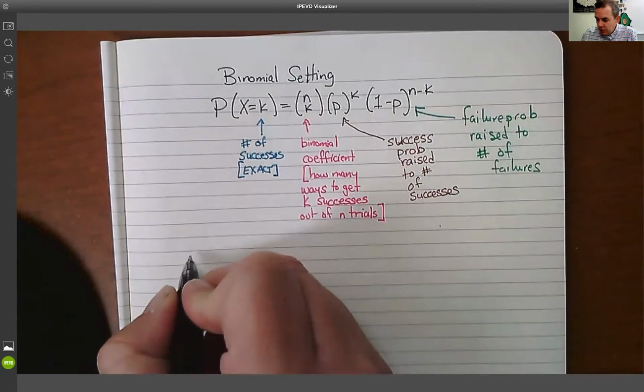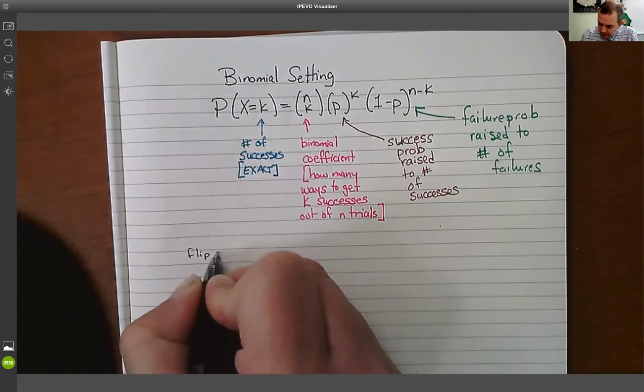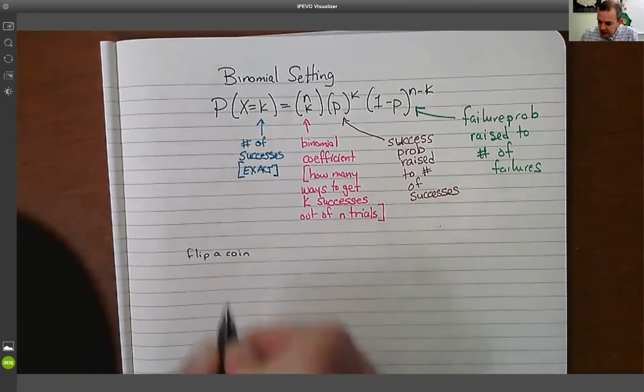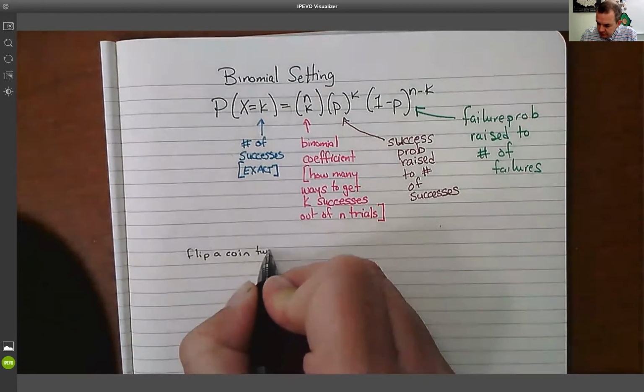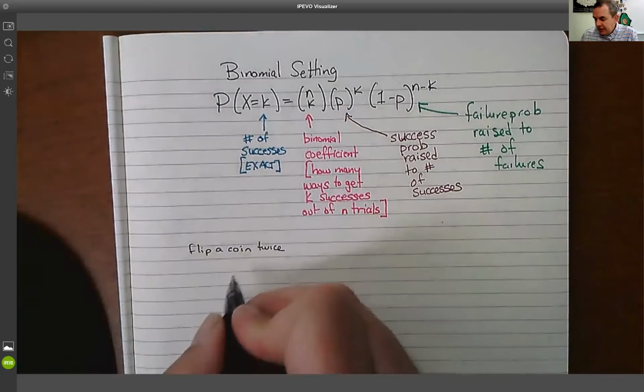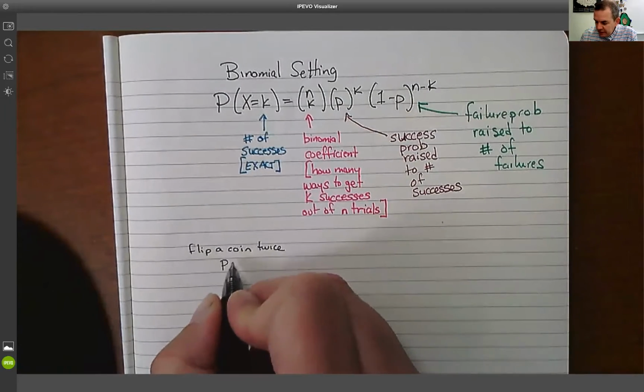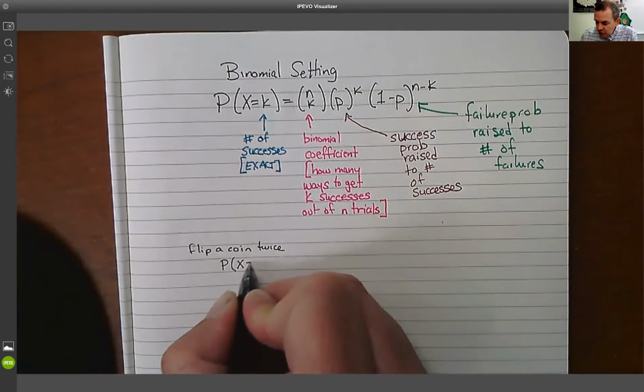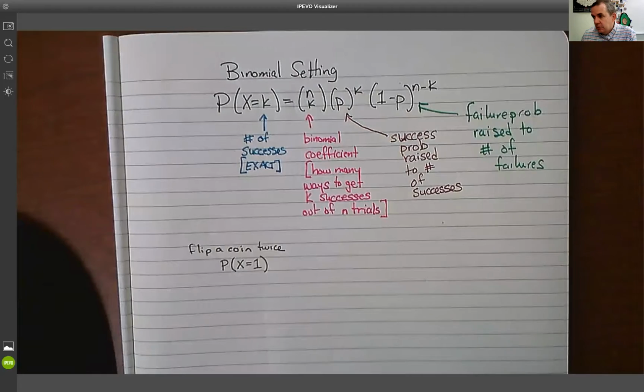Let's say we're flipping a coin. We're going to flip a coin twice. And we're going to say, what is the probability of getting exactly 1 head?